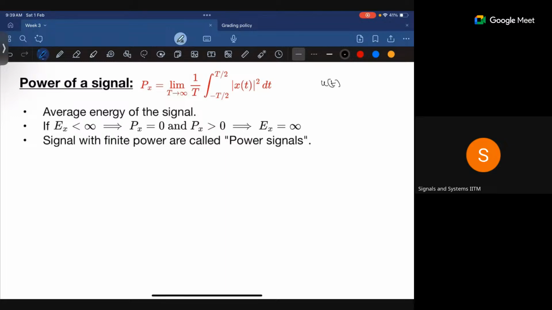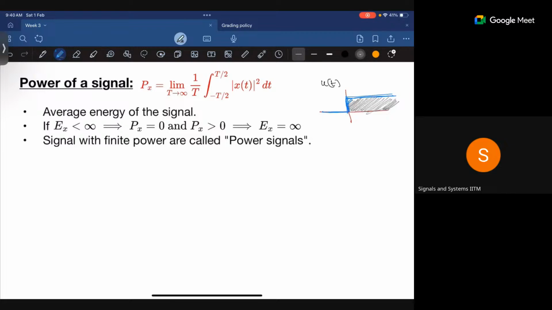The unit step function. If you try to compute the energy of this signal, the signal looks like this, and it is the area under the magnitude square. The magnitude square of the unit step signal will be the unit step itself. If you see carefully, the integral actually computes the area under this curve, and this will go to infinity, so the area under this curve will also be infinite.